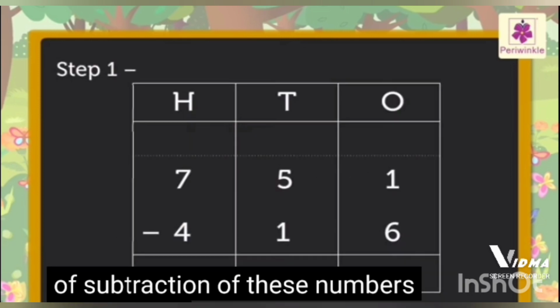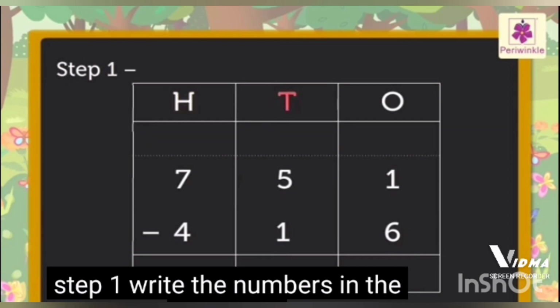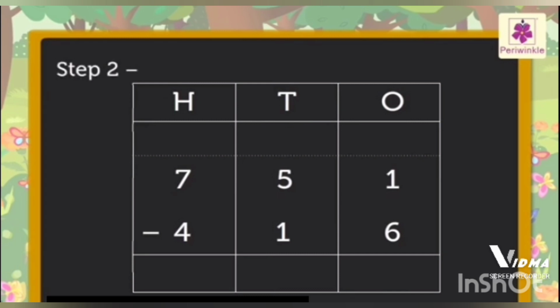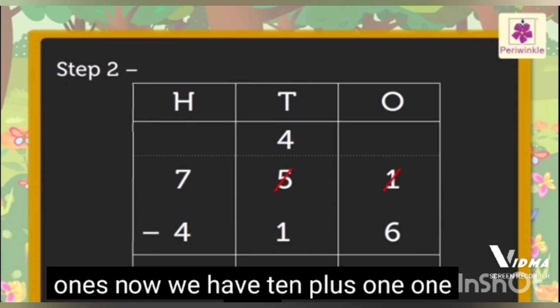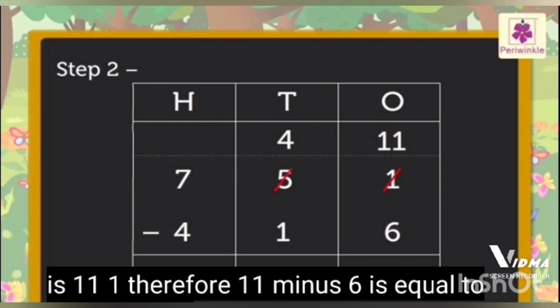Let us look at the process of subtraction of these numbers. Step 1. Write the numbers in the hundreds, tens and ones column. Step 2. Subtract the digits in the ones column. As 1 is smaller than 6, we regroup 5 tens as 4 tens and 10 ones. Now we have 10 plus 1, that is 11 ones. Therefore, 11 minus 6 is equal to 5 ones. Write 5 in the ones column.